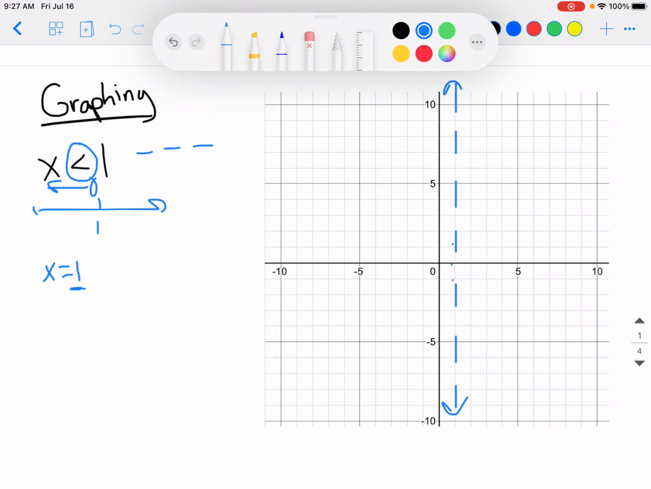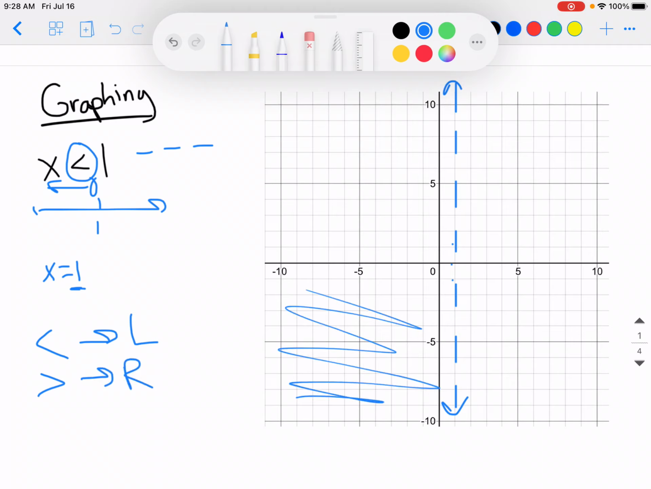Next, I need to decide what side I am going to shade. So what I can do is a couple of things. One, I could look at the inequality. If it is less than, and we're looking at x equals, we're going to shade the left. If it's greater than, we're going to shade on the right. So since this is less than, I'll shade on the left.